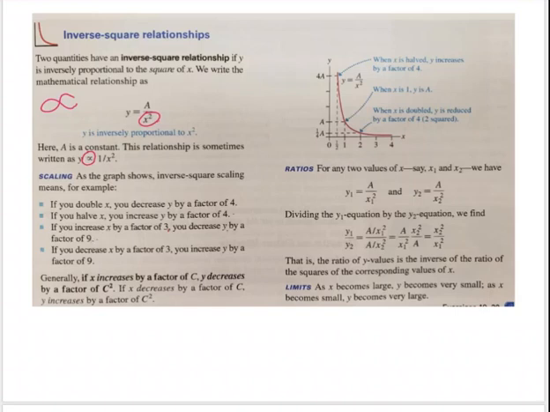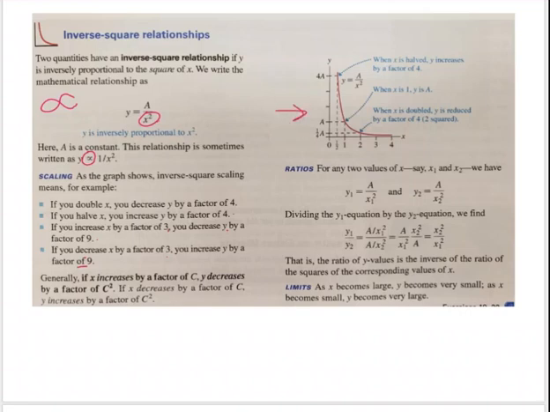If I decrease x by a factor of 3, so that's like 1/3, take the reciprocal of that, I get 3. Square it, I get 9. I'm going to increase y by a factor of 9. So generally, when I increase x by a factor, y is going to decrease by that factor squared. If I decrease x, I'm going to increase y by that factor squared. That's the inverse, like the last chapter. So the graph over here shows that pretty nicely.